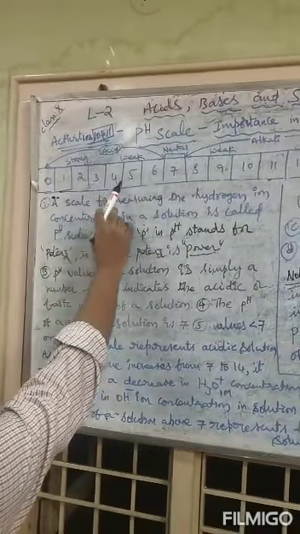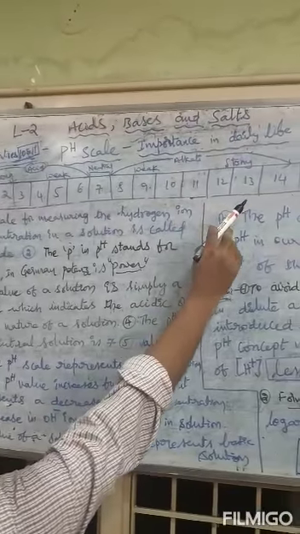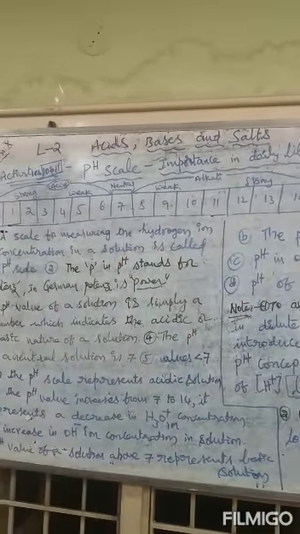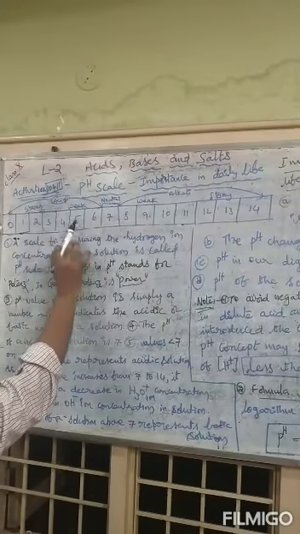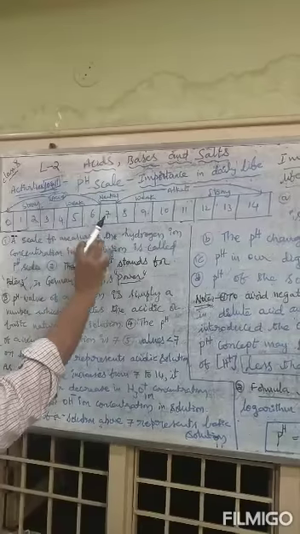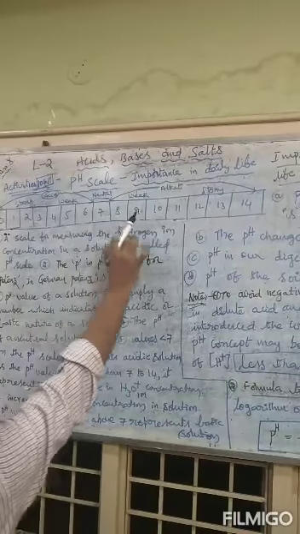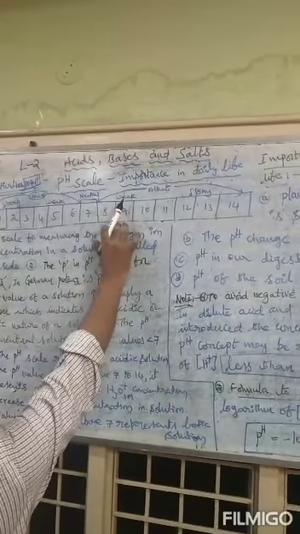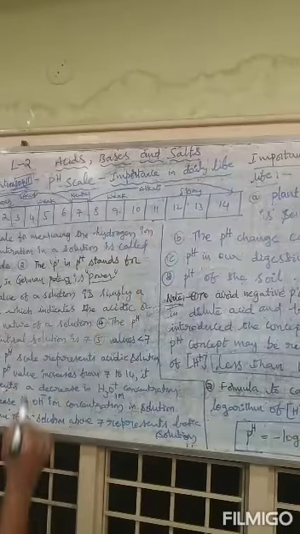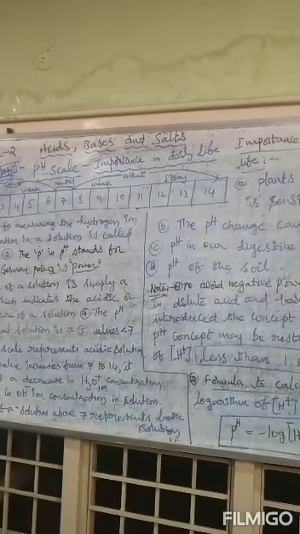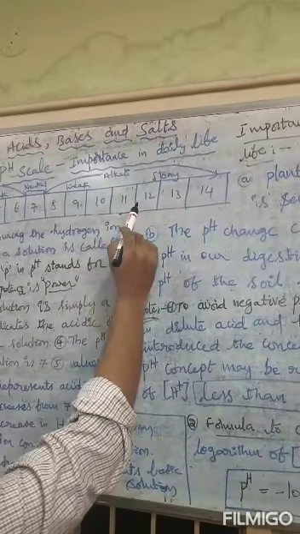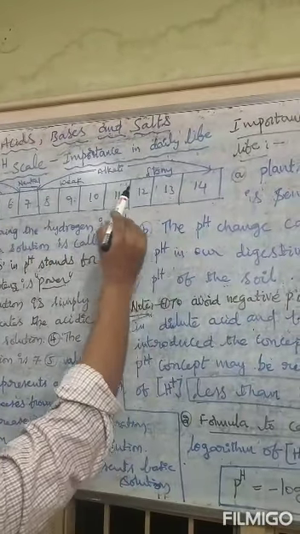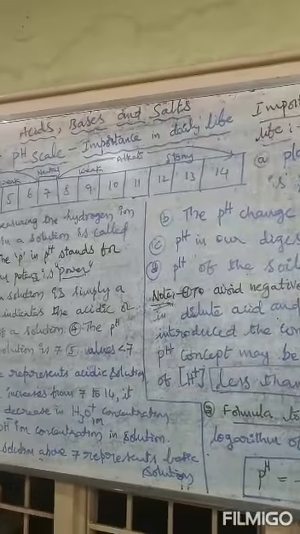0, 1, 2, 3, 4, 5, 6, 7, 8, 9, 10, 11, 12, 13, 14. This scale runs from 0 to 14. 0, 1, 2 is strong acid. 3, 4, 5, 6 is weak acid. 7 is neutral. When 8, 9, 10 numbers come, it means weak alkali. Alkali means base. The bases which dissolve in water are known as alkalis. 11, 12, 13, 14 are strong bases, strong alkalis.